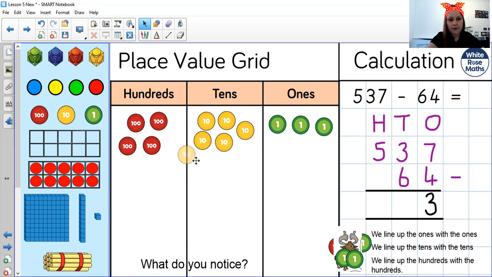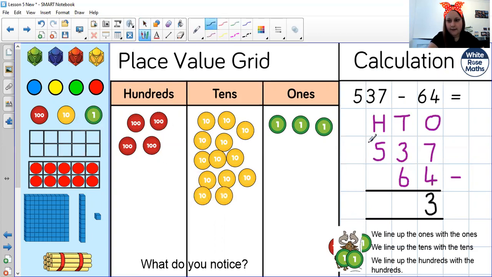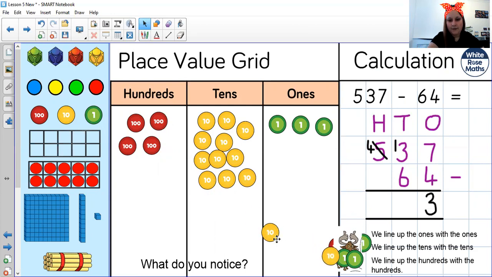1, 2, 3, 4, 5, 6, 7, 8, 9, 10. And I'm going to show that. So I have exchanged 100, so I'm left with 400 and 10 tens. So I've now got 13 tens. So 13 tens subtract 6 tens. So let's subtract 6 tens. 10, 20, 30, 40, 50, 60.